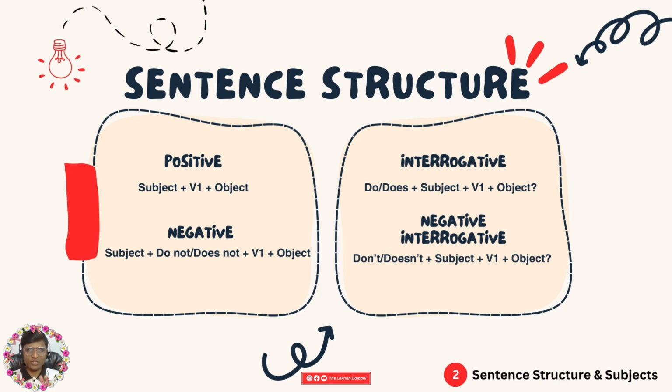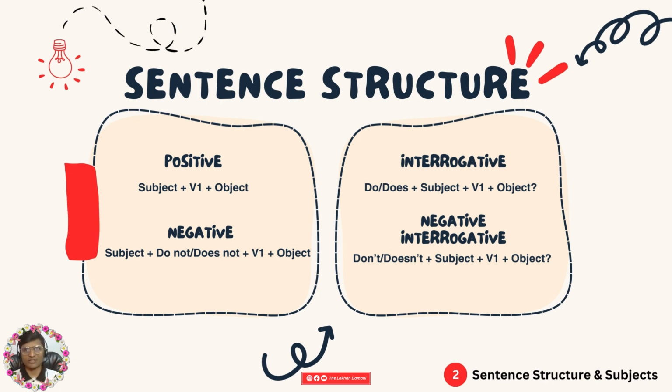But let me try to give you one example for each one. For example, I go to school, right? I don't go to school. She doesn't go to school. Do I go to school? Does she go to school? We can't say "does she goes to school." You cannot use E or S when you have already used does.